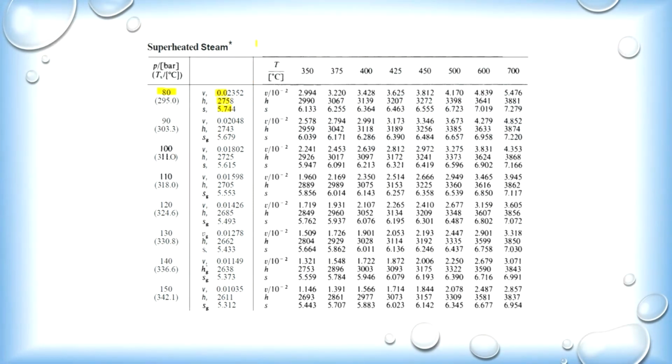The u is not given, so how are you going to find the u? Remember, you have to use this formula, h equals u plus pv. Let's say at 80 bar, because this is very high pressure, they don't give you the internal energy. So the internal energy can be found by using h minus pv. Your h in kilojoules, pressure in bar, so you must multiply by 10 to the power of 2, and then your volume. The volume they have given you, v equals something times 10 to the power of negative 2.